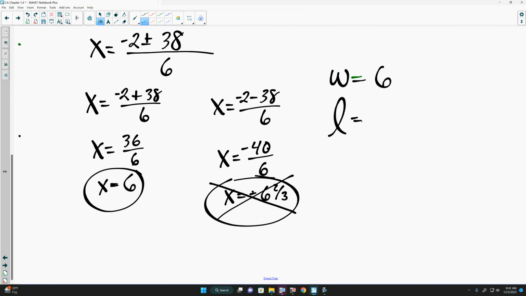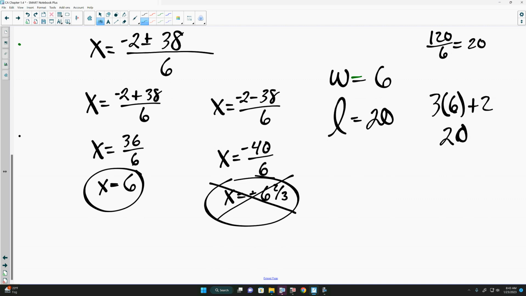is 6. The length we said was 2 more than 3 times the width. Six times 3 is 18, plus 2 is 20. We also have that length times width gives us the area, yes? If the area is 120 and the width is 6, 120 divided by 6 is 20. And that's it. Questions on this here?